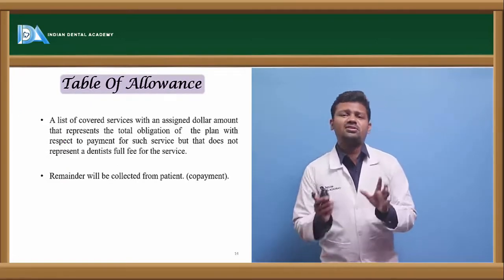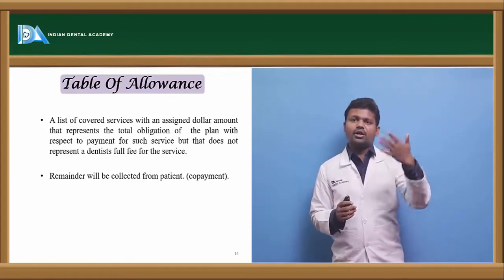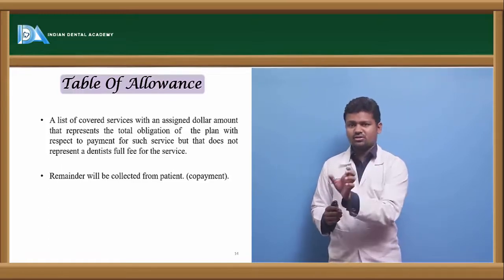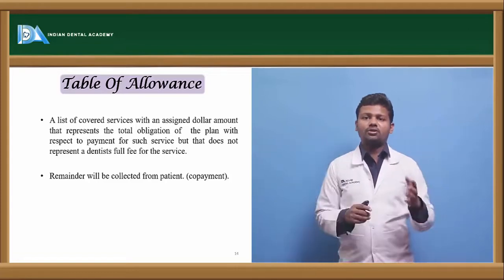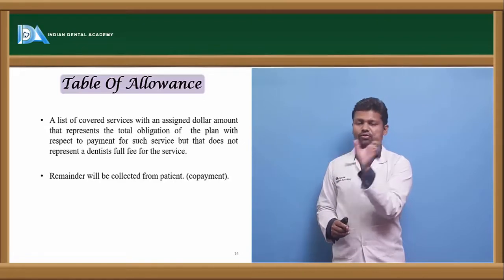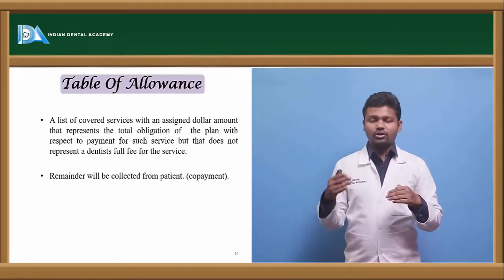Next is the table of allowances. In simple words, it is a menu card. When you go to a hotel, you see a menu card with the list of food items and their costs. In the same way, there is one table of allowances, one card. Suppose in that card only 800 rupees has been provided for doing a root canal treatment; the same amount will be provided to the co-insurance company.